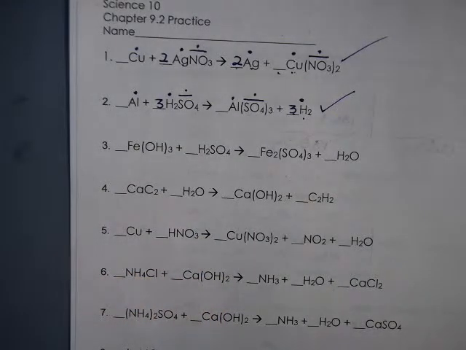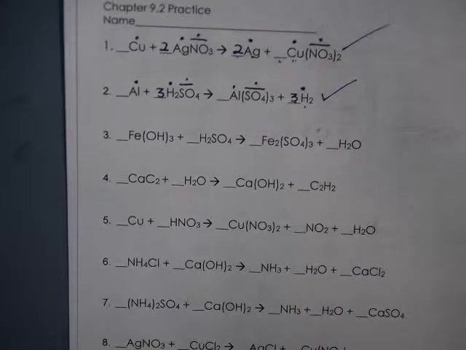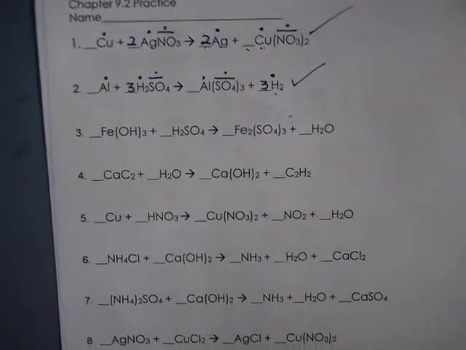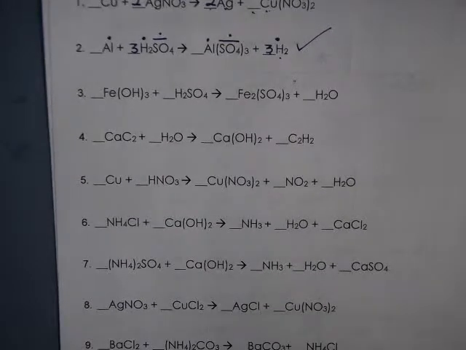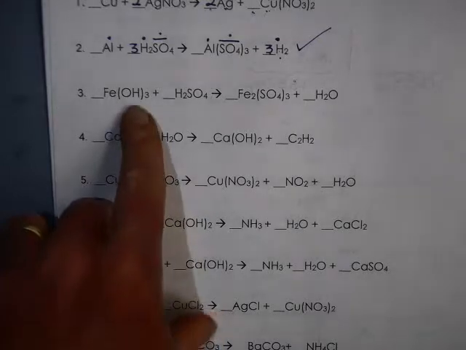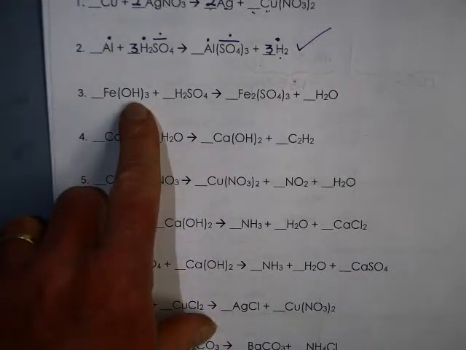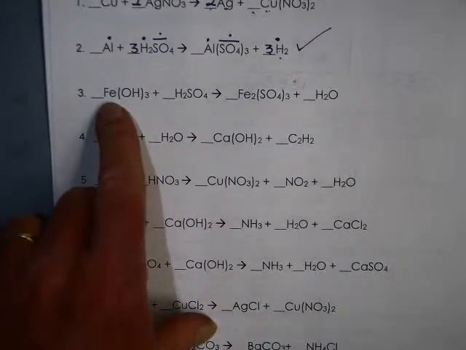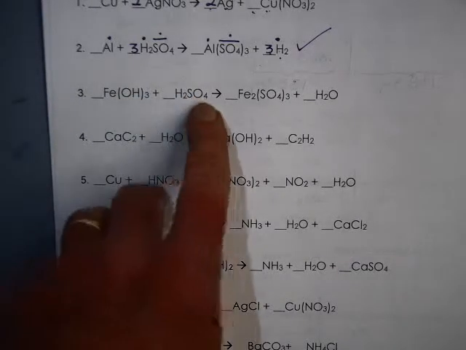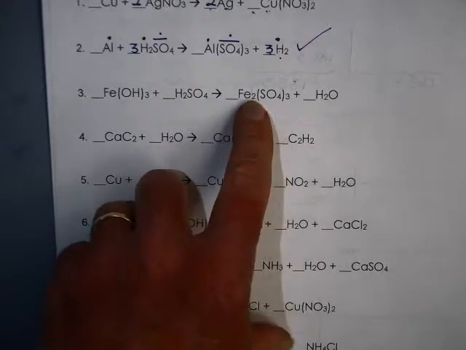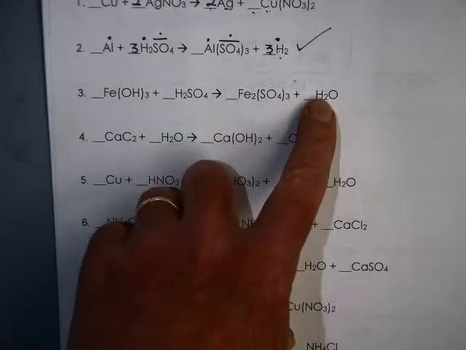Okay, notice that these things are going up in degree of difficulty, but not quickly. Iron 3 hydroxide. How do I know it's iron 3? Because hydroxide has a combining capacity of -1. I've only got 1 of those. That means it has to be iron 3 hydroxide. Iron 3 hydroxide plus sulfuric acid gives iron 3 sulfate and water.